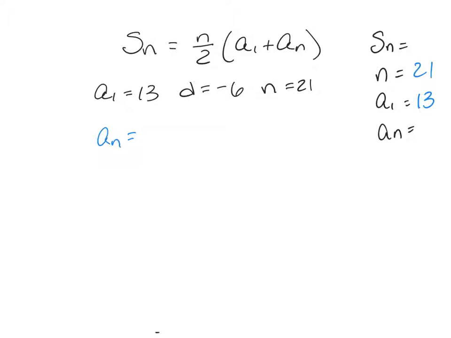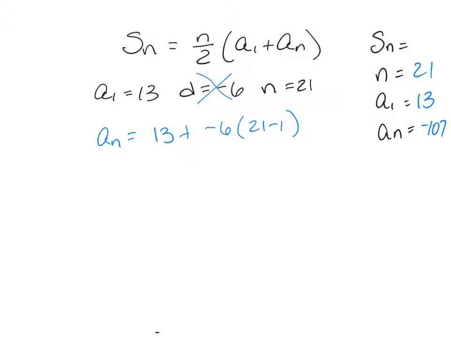An equals a1 plus, this is what we did yesterday, right? Negative 6 and 21 minus 1. So you put that in your calculator and you tell me what an is. Go ahead. So we find that an is negative 107. That's all we needed the d for. The d was just used to find the an, what we were missing. So when you're finding something, list all the things you need and then get them. You have to go find them somehow using the formulas you have.